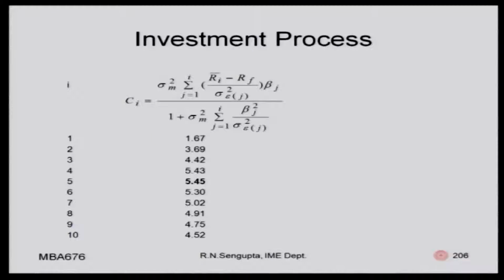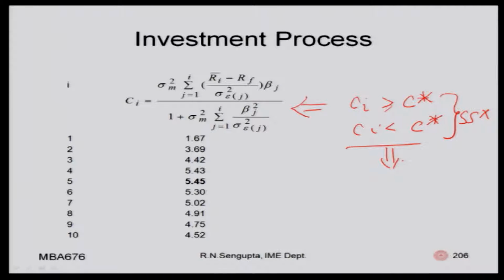So, there is a certain C star cutoff which we have already discussed. For each and every stock you will find out the Ci value, which is given by this formula which you already explained. If Ci is greater than or equal to C star, it will mean that you will include that stock. If it is less than or equal to C star, you will obviously not include the stock if short selling is not allowed. And the vice versa would hold true: where Ci is less than or equal to C star, you will consider them to be included, but in the short selling mode.